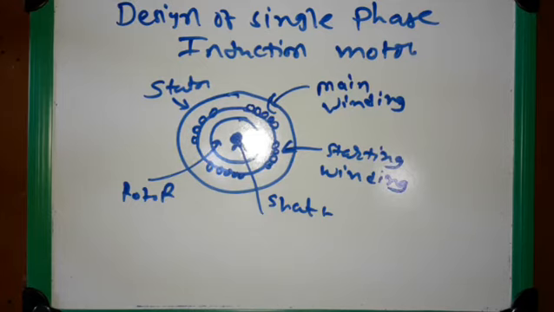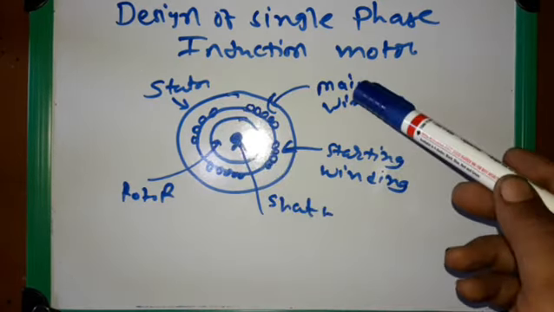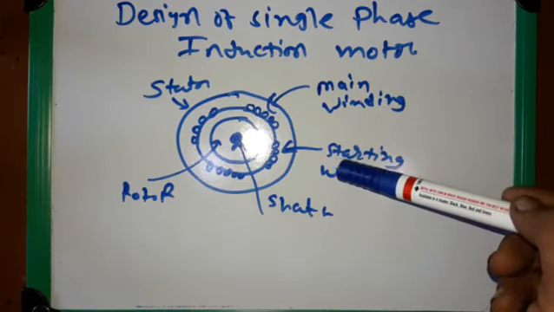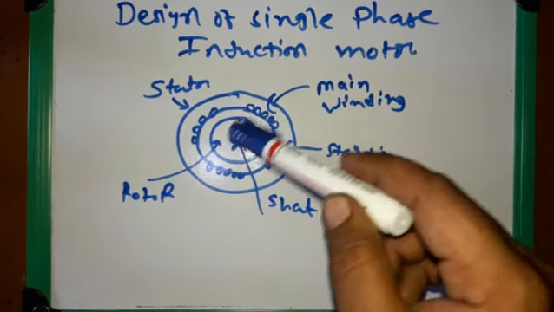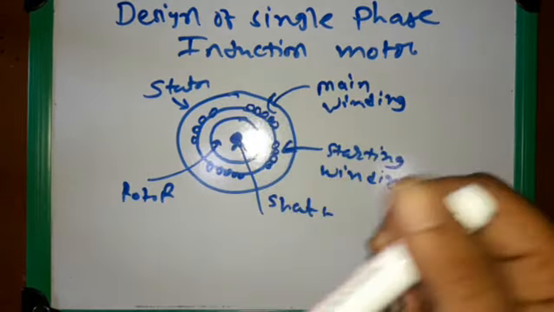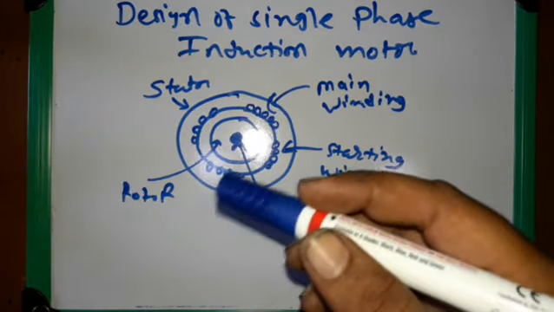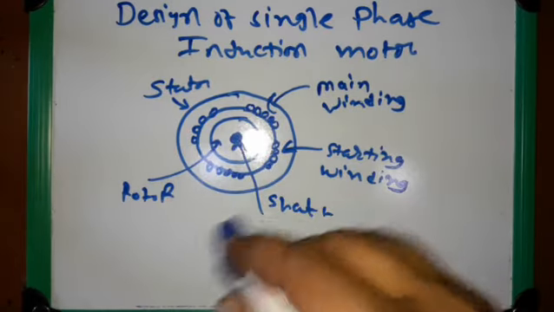a single phase winding is put in the stator slots and the stator is made of silicon steel stampings, and a rotating cylindrical part made of steel stampings is called the rotor. In a single phase machine, the stator winding has two parts, a main winding and a starting winding, and here are the rotor and the shaft. The rotor also has a number of slots and a rotor winding.